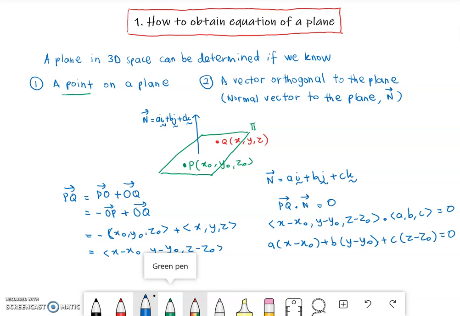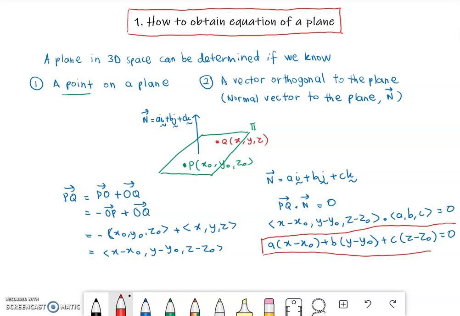So now this equation is called the point normal form of the equation of a plane.